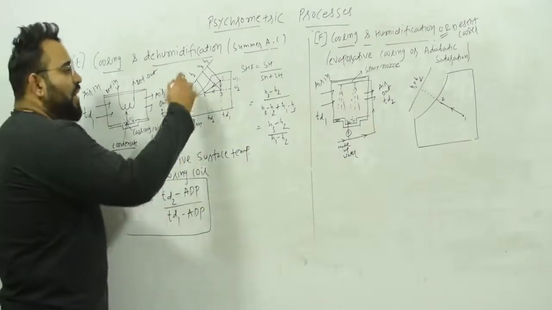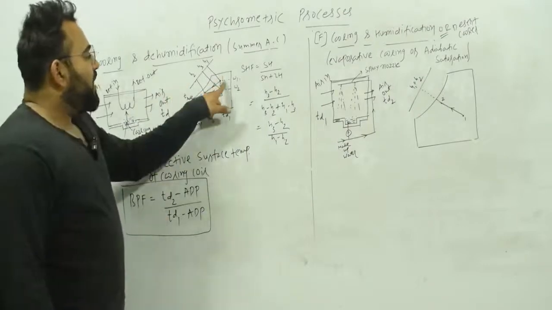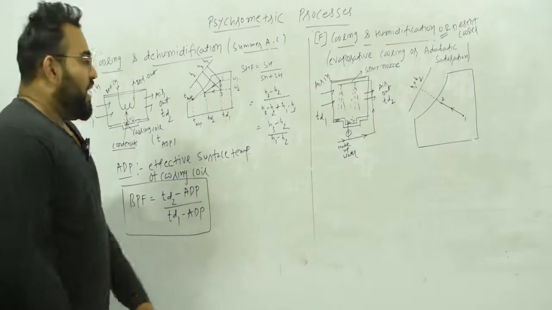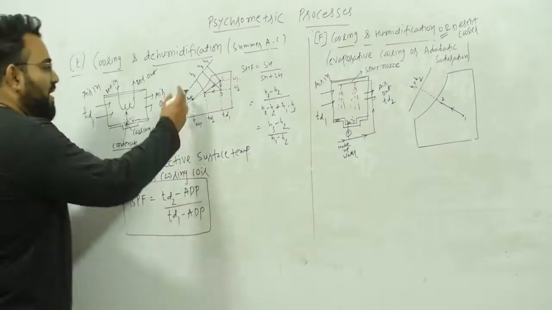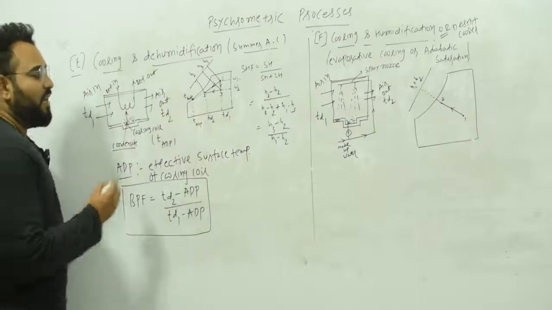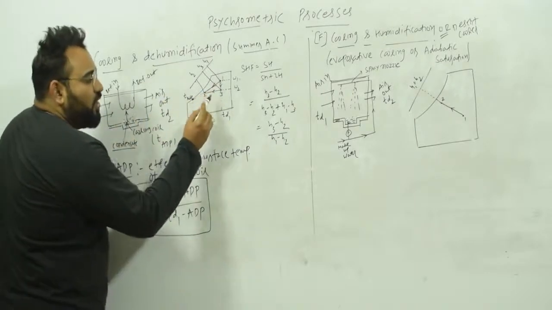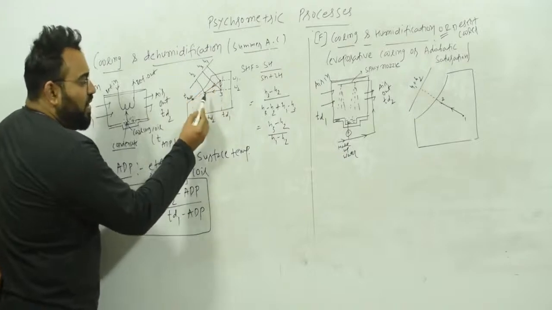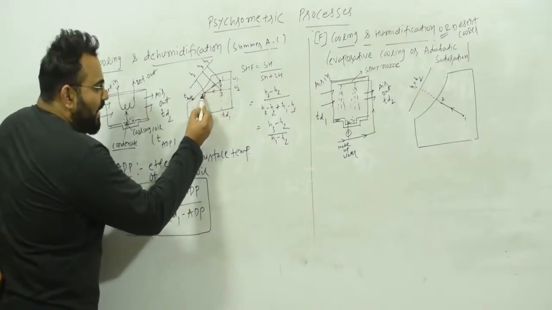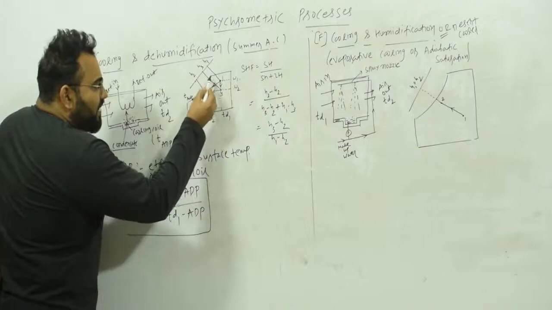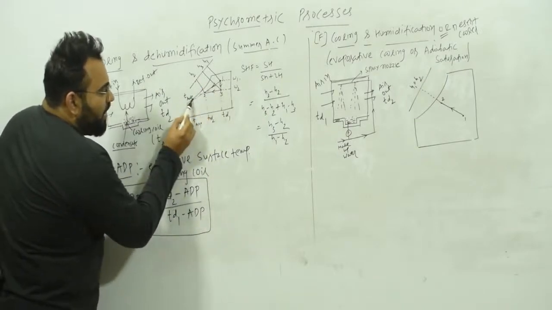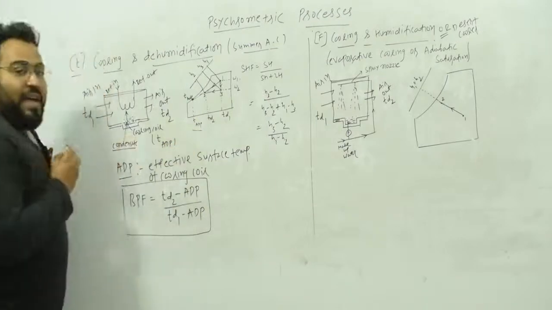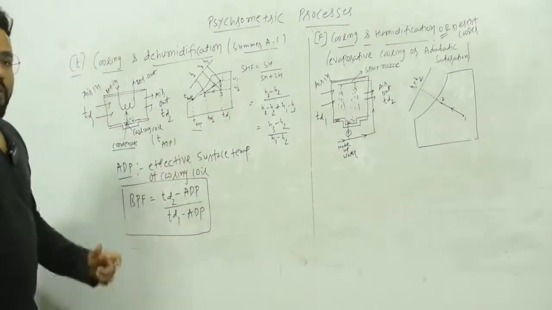Now sometimes in a numerical, let's say you locate point 1 and point 2, and he asks you to find the cooling coil temperature, meaning the apparatus dew point temperature of the cooling coil. Then how can you find it? If you have located points 1 and 2, you have to connect point 1 and 2 and then extend the same line. Wherever it intersects the saturation curve, that will be the apparatus dew point. From there, find the temperature, and that will be the apparatus dew point temperature. So this is for your explanation purpose.